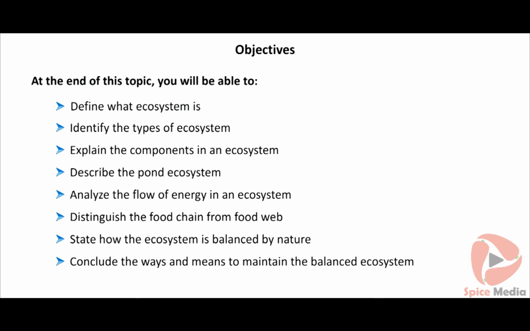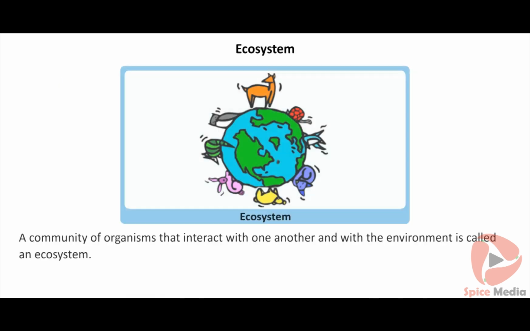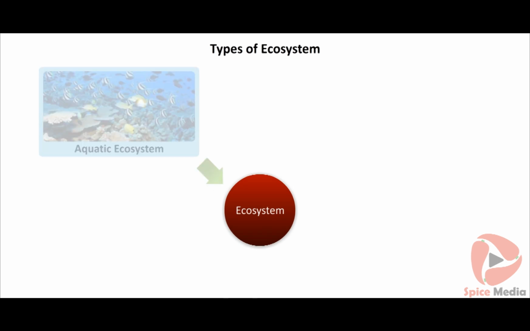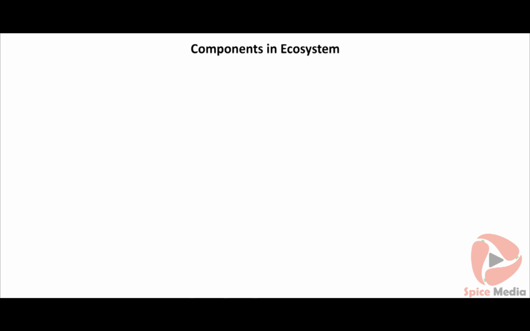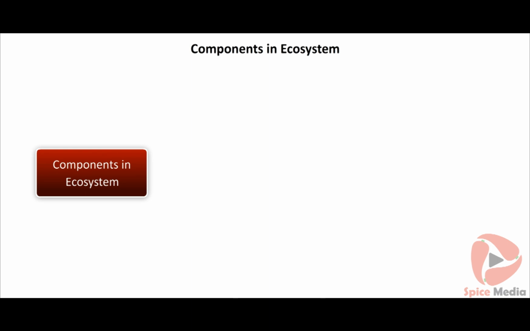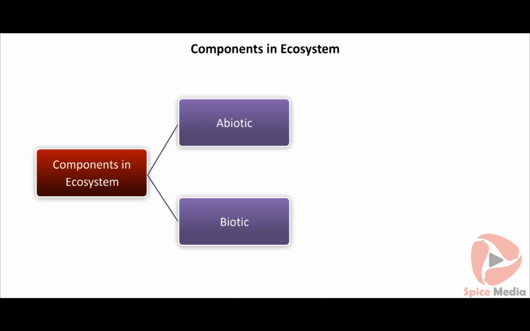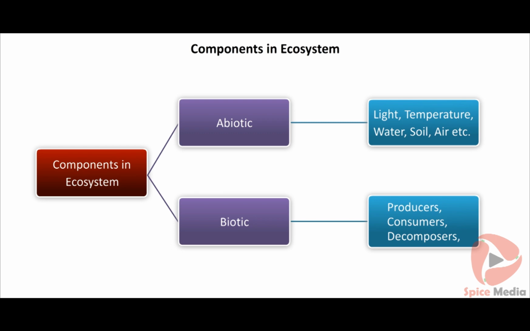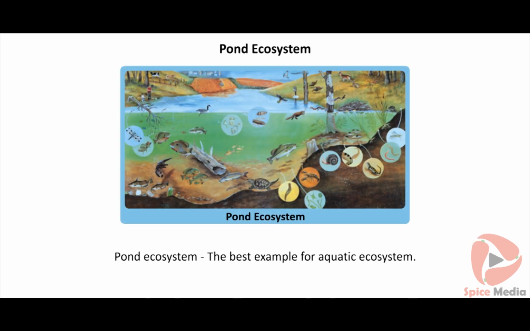the balanced ecosystem. A community of organisms that interact with one another and with the environment is called an ecosystem. The ecosystem is of two types, namely aquatic and terrestrial. There are two major components in ecosystem, namely abiotic factors and biotic factors. Abiotic factors cover the non-living things like air, water, temperature, rainfall, etc. Biotic factors cover the producers, consumers and decomposers.